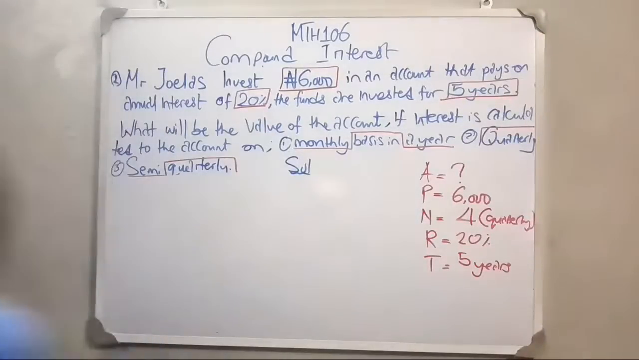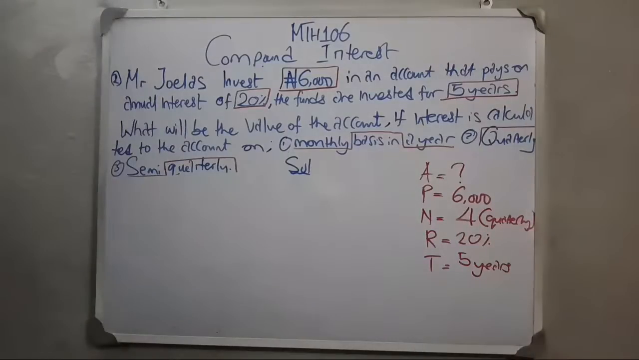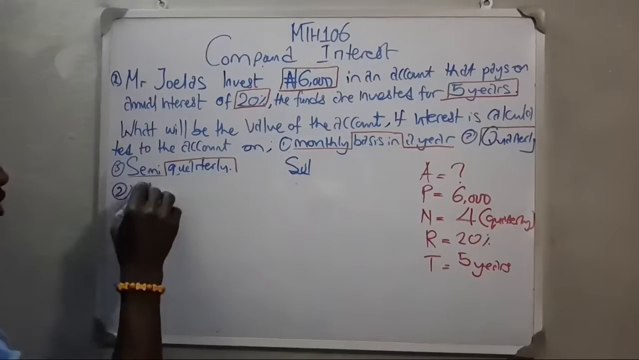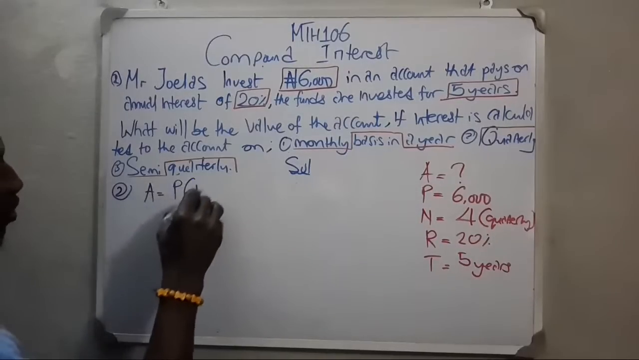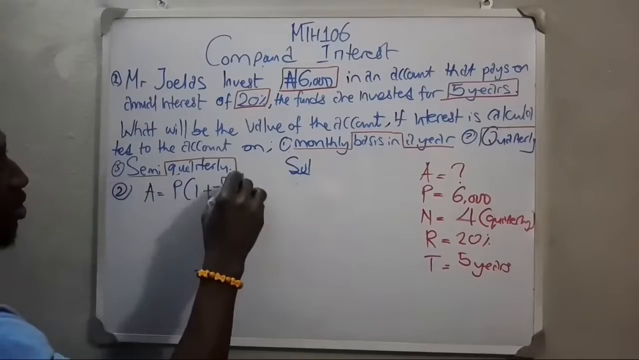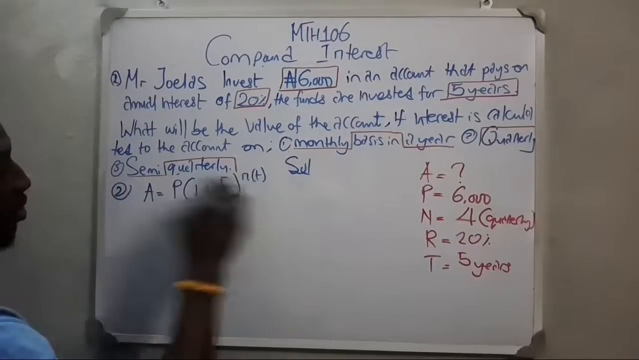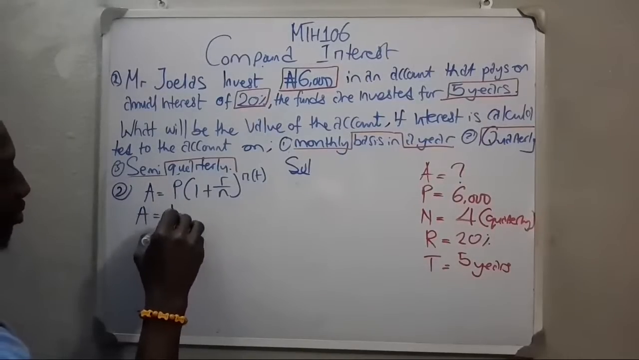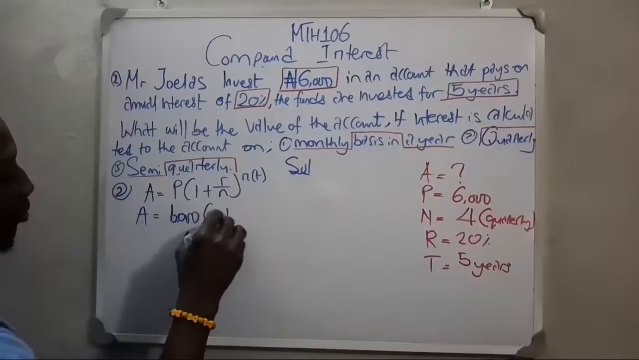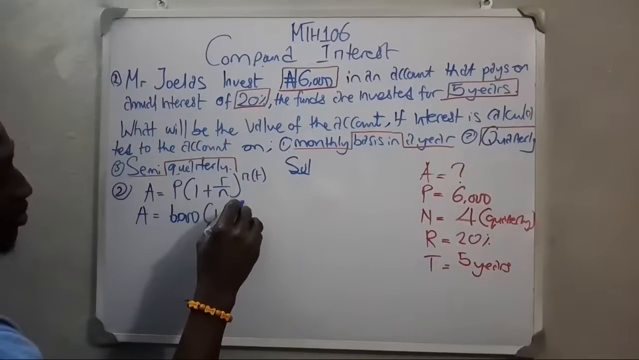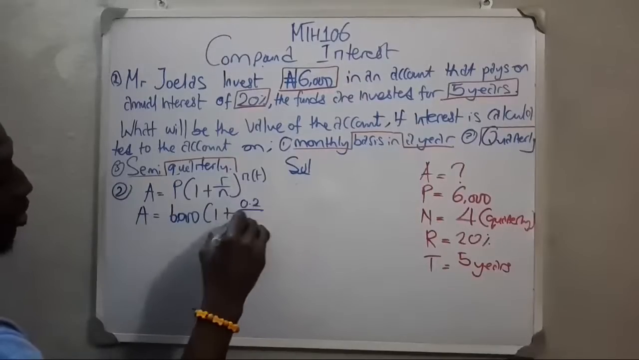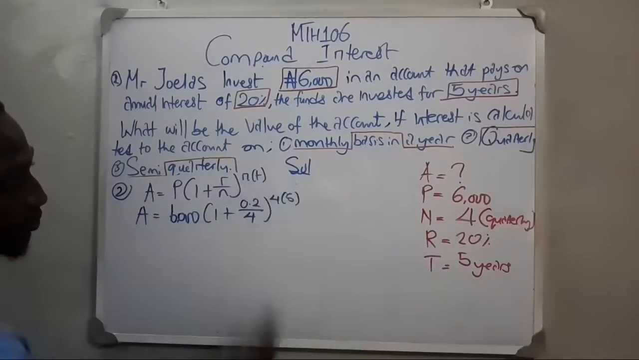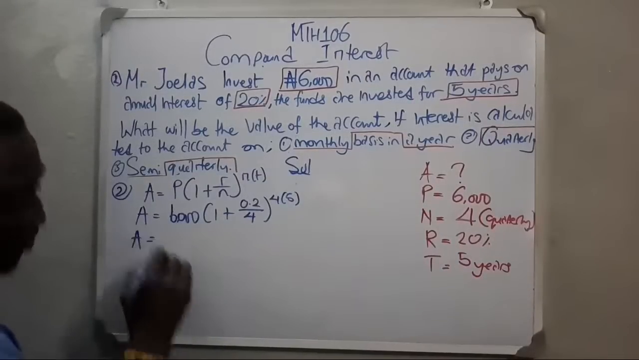Let's start solving for the second one, which is quarterly. Now we have A equals P into bracket 1 plus R over N, then N into bracket T. We don't know what A is, so we keep A. P still remains 6,000. 1 plus 0.2 all over 4 now. Then we have 4 into bracket 5. So we still bring this down.